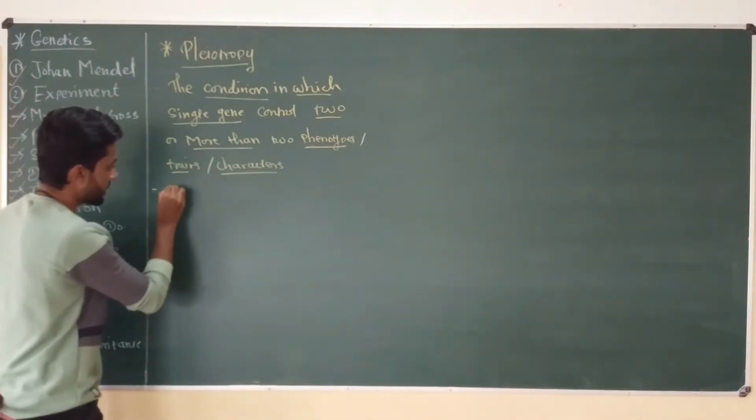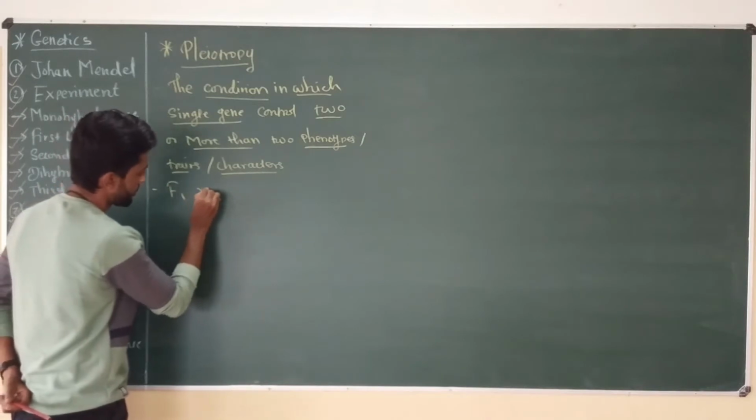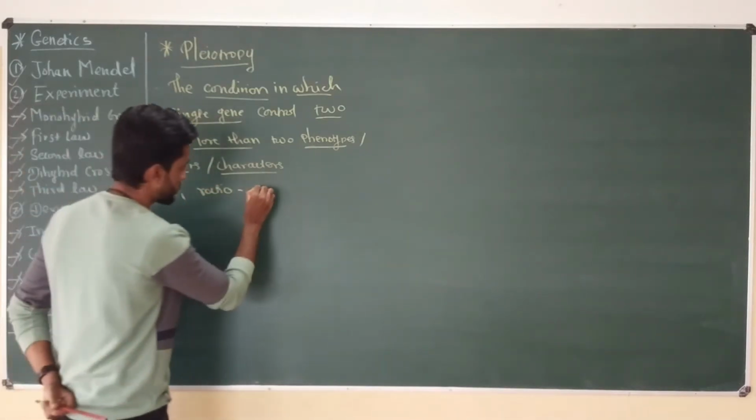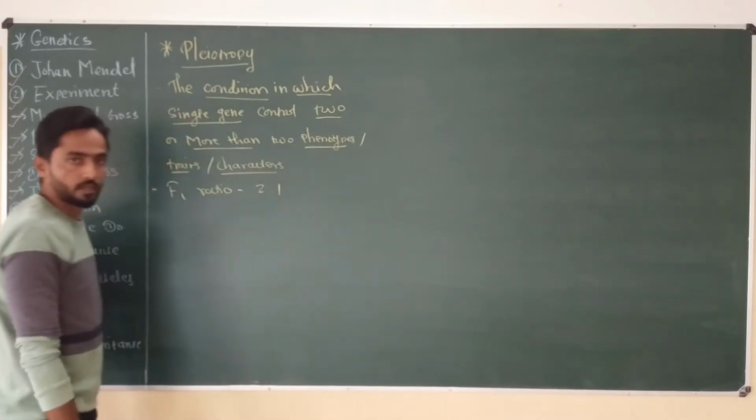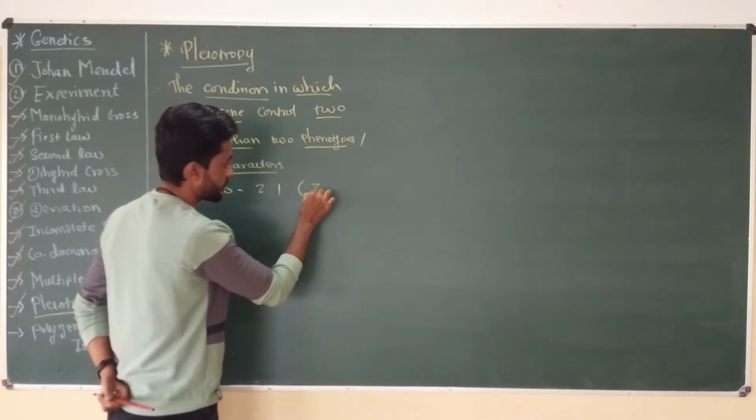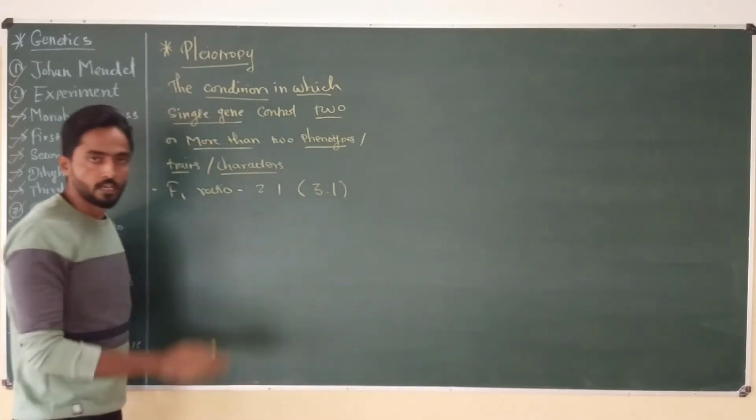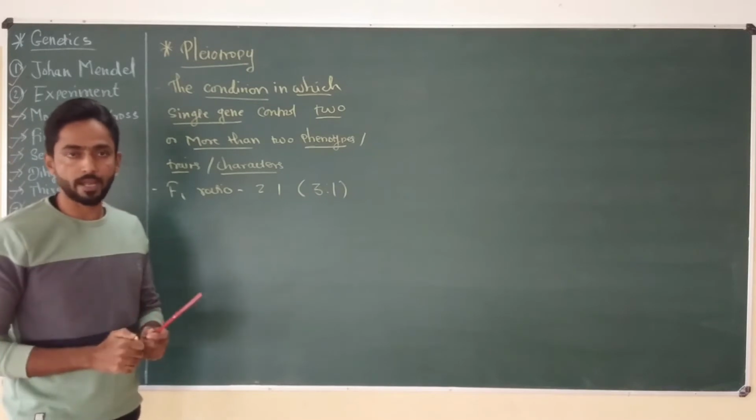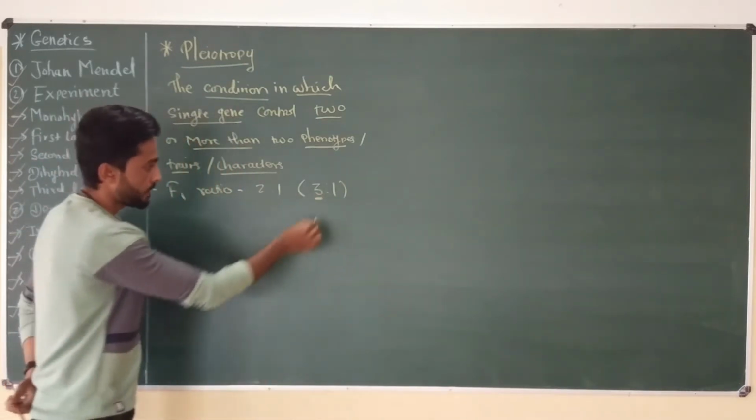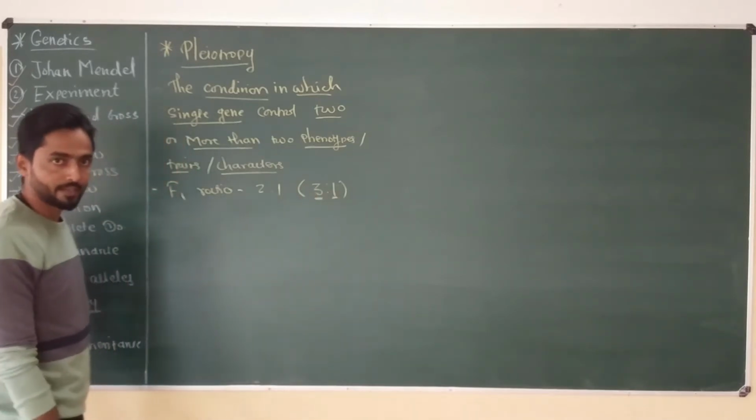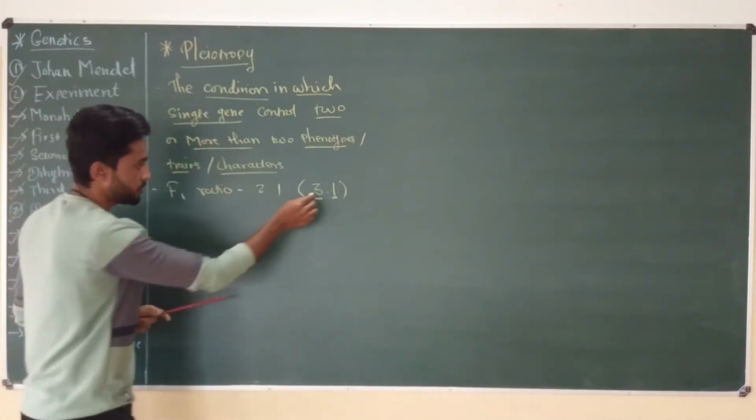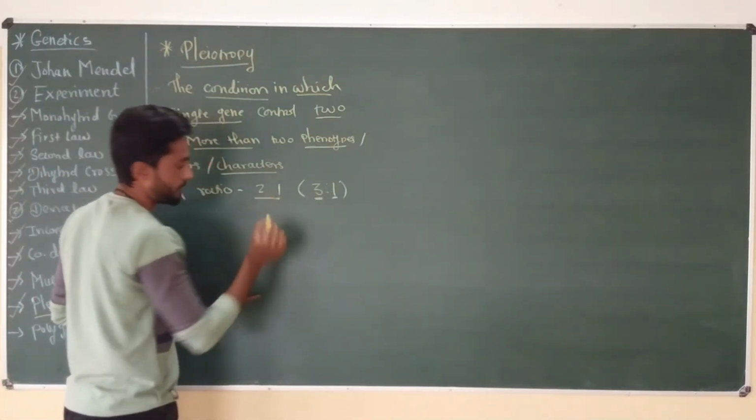The F1 generation ratio in pleiotropy is 2:1. Okay, in case of standard Mendelian genetics, the F1 generation ratio is 3:1. If we cross tall pea plant with a dwarf pea plant, in that case, in first generation we are going to get 3 tall and 1 dwarf. But when it is pleiotropy, in that case the ratio becomes 2:1.